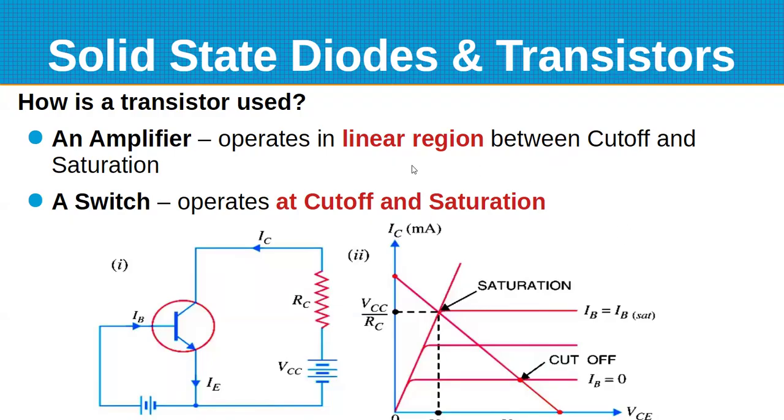Well, as far as the questions, you only need to remember amplifiers operate in the linear region and switches operate between cutoff and saturation. Okay.